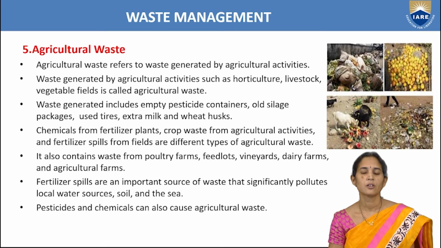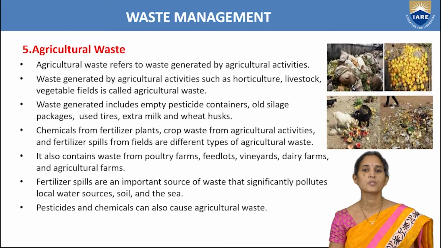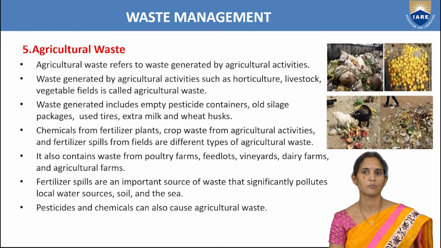Now, agricultural waste, which is generated by agricultural activities. After cultivation and collecting the crops, we are not completely clearing the field. After collecting vegetables from the field, some of the vegetables we just throw on the surface of that land or soil, so that becomes waste. Waste is generated by agricultural activities like horticulture, livestock, or vegetable fields. In a vegetable field, we are throwing the vegetables simply on the surface of the soil.